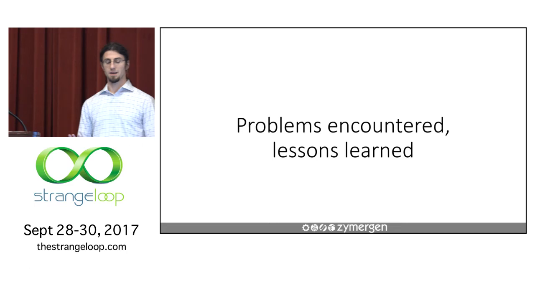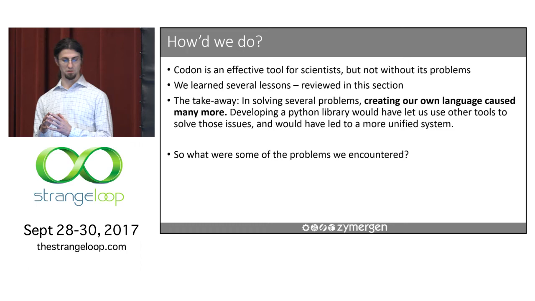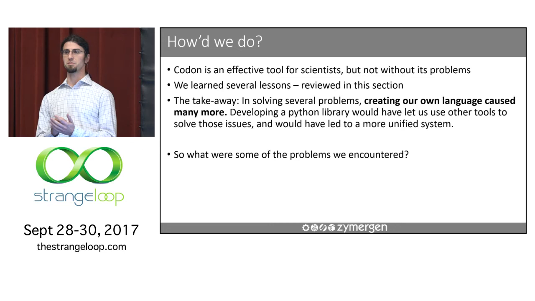So how does this tool work? First, Codon is an effective tool for our scientists. They use it every day to create new collections of experiments to run. And I haven't actually tallied up how many strains have been designed through this tool, but it's certainly well above the tens of thousands. So while it is a tool that achieves its direct objective, it's not without its own problems. And we've learned a number of lessons which are not just particular to Codon, but we think are hopefully helpful advice to help you from falling into some of the same mistakes.